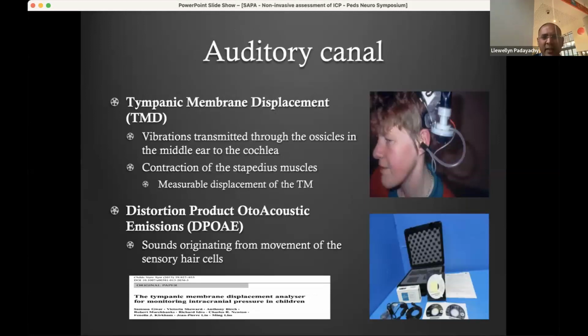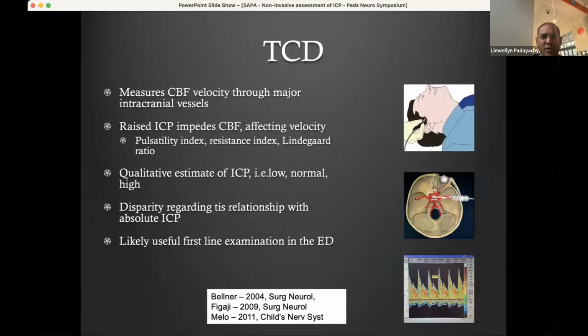Outside of the eye, the ear tympanic membrane displays something called distortion product otoacoustic emissions, really useful, but I think more in the context of a research program. I'm not sure it's reached kind of mainstream use. I'll be interested to hear some thoughts.